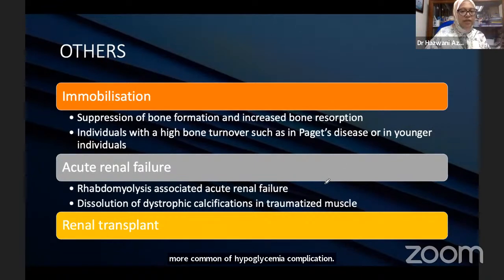So in acute renal failure, hypercalcemia is documented when it is associated with rhabdomyolysis, where there will be dissolution of dystrophic calcification of traumatized muscle. And there are a few papers that documented renal transplant-related hypercalcemia.